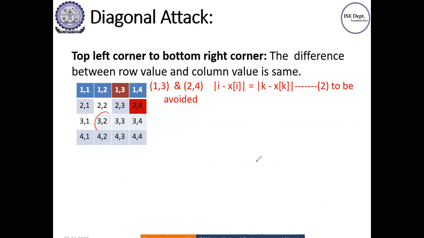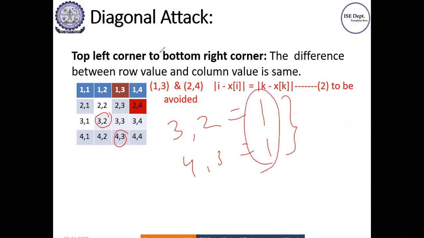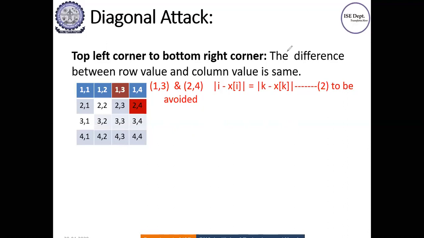Now consider if I place a queen somewhere here. I'll just show you. If I place a queen somewhere here, correct? This will give you 3 comma 2 and 4 comma 3. What is the difference here? It is 1 and 1. So these both are the same, correct? You should avoid this. Am I clear here? That is what this formula gives me. If you get the values and both are equal, then that should be avoided. Placing the queens in such order should be avoided.